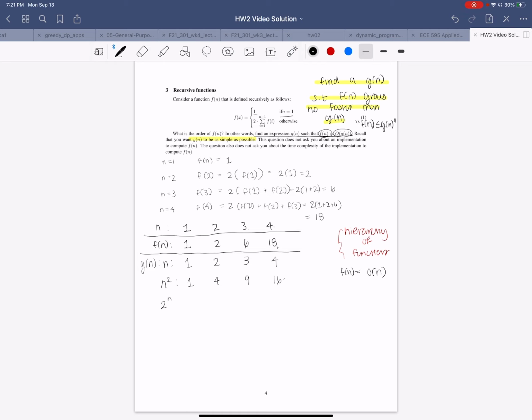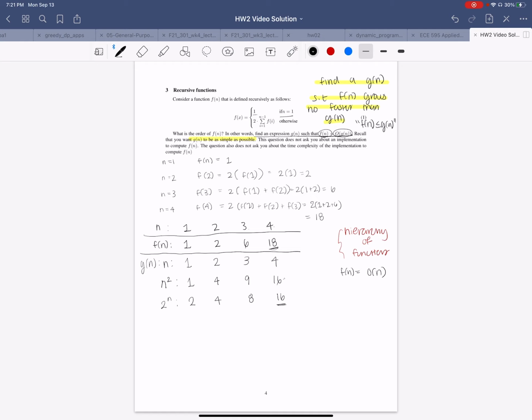Another guess would be 2 to the n. So 2 raised to the power of 1 is 2. 2 raised to the power of 2 is 4. 2 raised to the power of 3 is 8. And 2 raised to the power of 4 is 16, I believe. And again, same case, 18 is not less than or equal to 16.